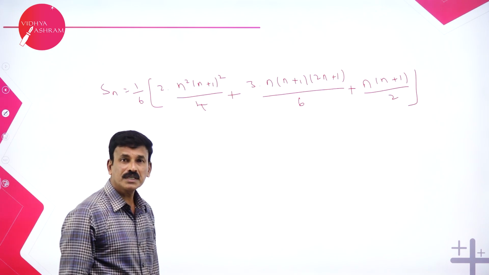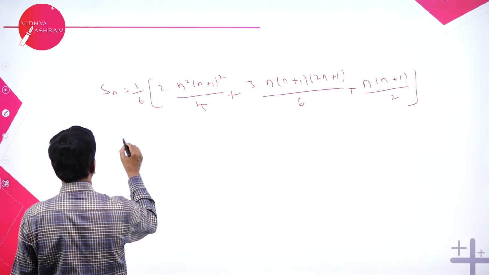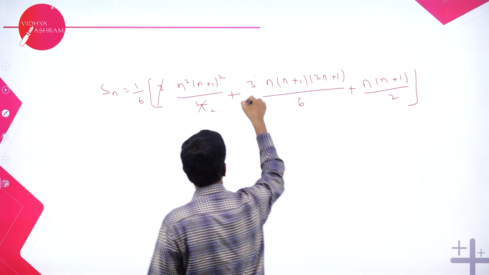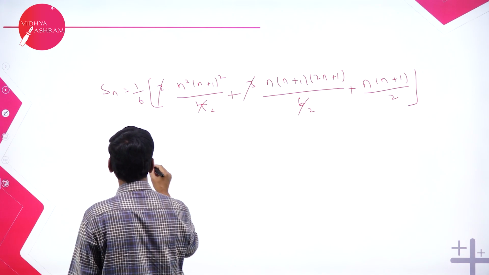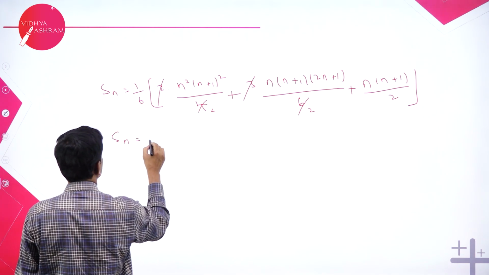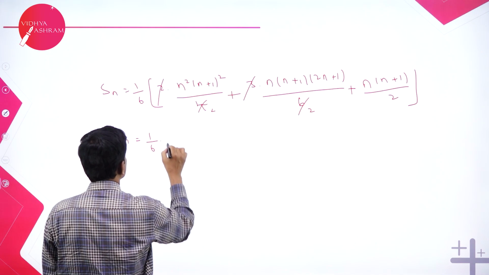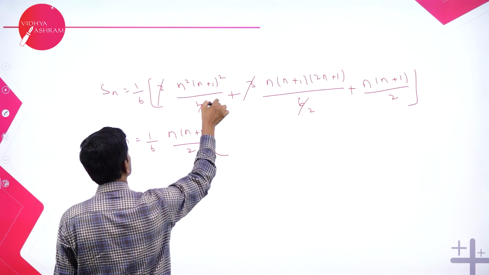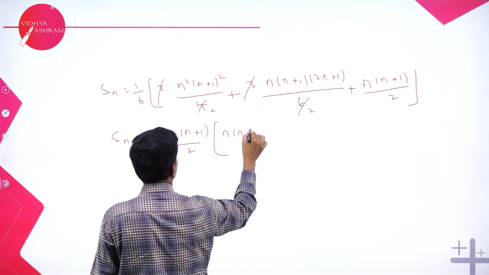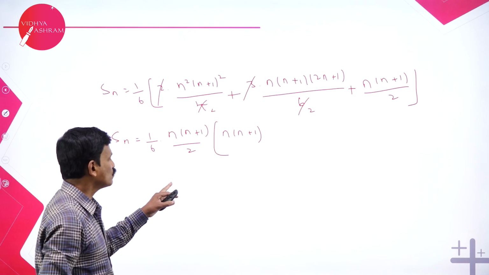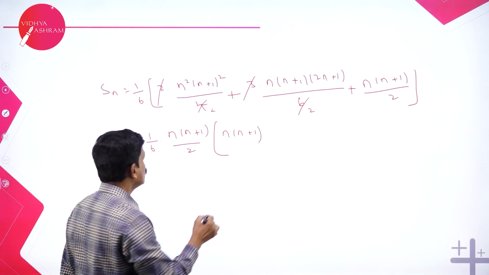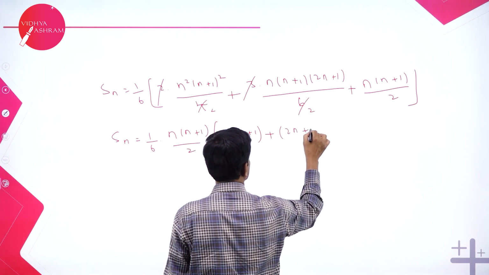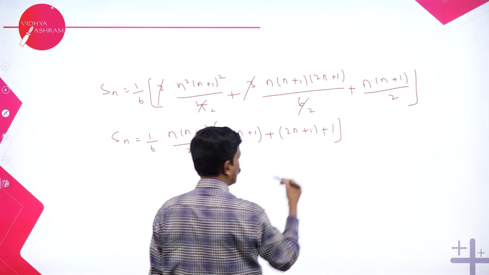That's it. Okay. Now you can take the common factor. What is the common factor? So the 2s get cancelled, the 3s get cancelled. So we can take Sn is equal to 1 over 6 as it is, and n into n plus 1 divided by 2 is the common factor. See, you can take n into n plus 1 by 2 out. What is left over is n into n plus 1. So plus here, n into n plus 1 by 2 is gone. What is left over is 2n plus 1, plus here only 1.